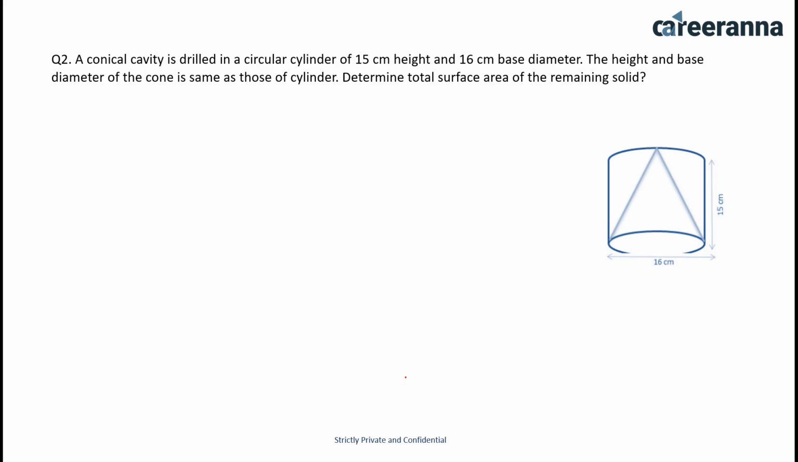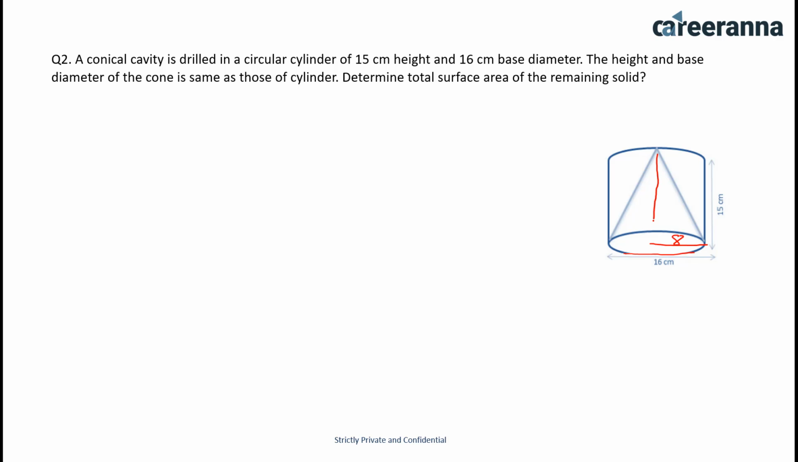A conical cavity is drilled into a circular cylinder of 15 centimeter height and 16 centimeter base diameter. The height and base diameter of the cone is same as those of cylinder. Determine total surface area of the remaining solid. So the question is saying this complete cylinder was there initially. Now diameter of the base is given to us as 16, so radius will become 8. Height of the cylinder is given to us as 15.